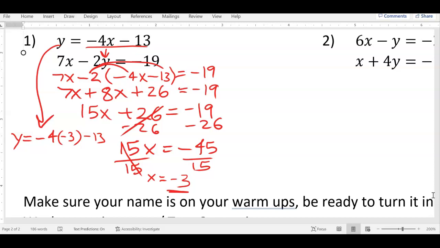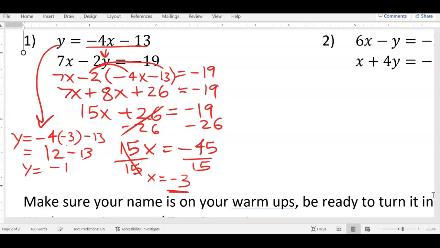All right, so we're just replacing a bunch of stuff. What's negative 4 times negative 3? Negative 4 times negative 3. Okay, positive 12, right, because the negatives cancel out. 12 minus 13, and what's 12 minus 13? Negative 1. Okay, so we get y equals negative 1.